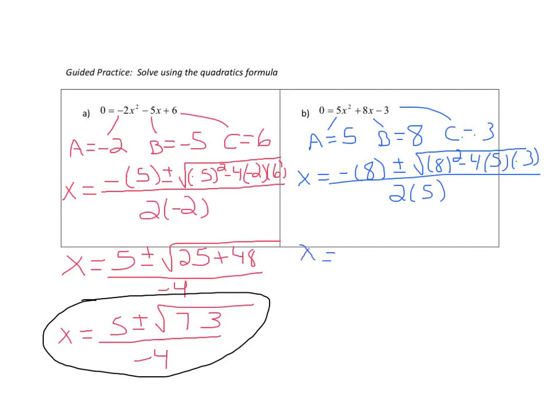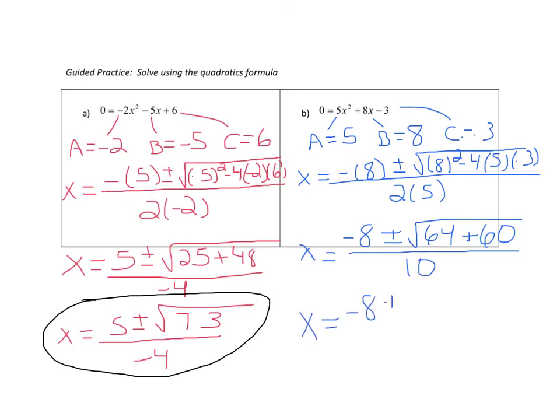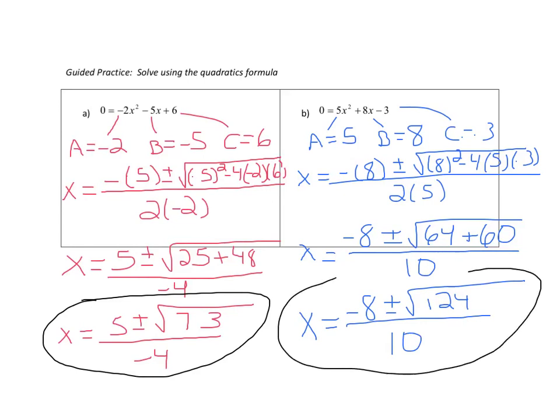So x equals negative 8 plus or minus the square root of 8 squared, which is 64. Negative 4 and negative 3 make a positive. 4 times 3 is 12, times 5 is 60. All over 2 times 5 is 10. And we get x equals negative 8 plus or minus the square root of 124 all over 10. And for right now, we're going to leave that as our answer.